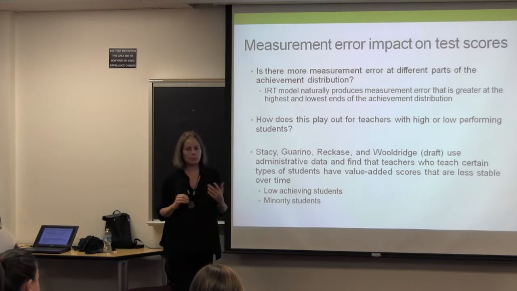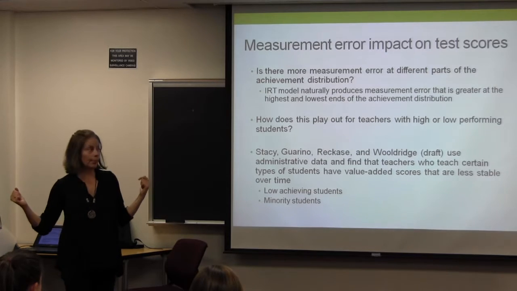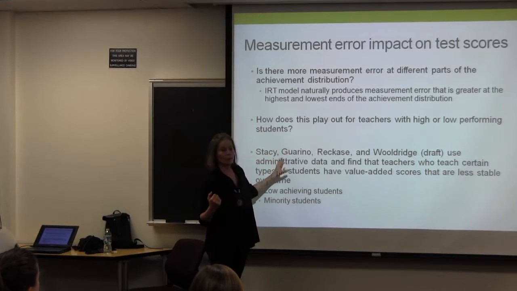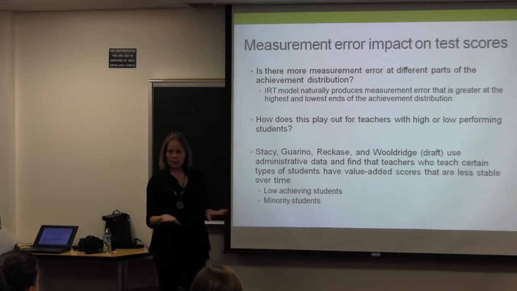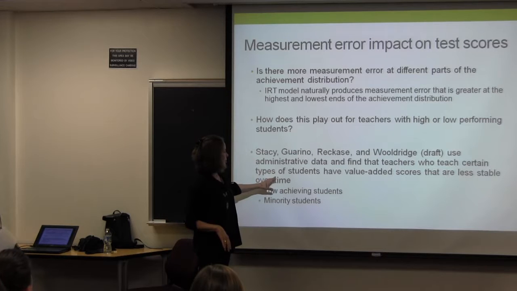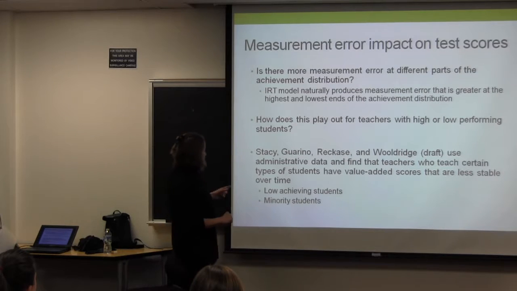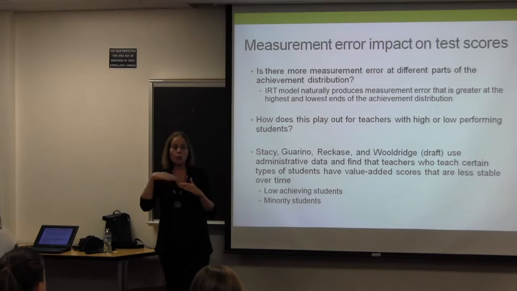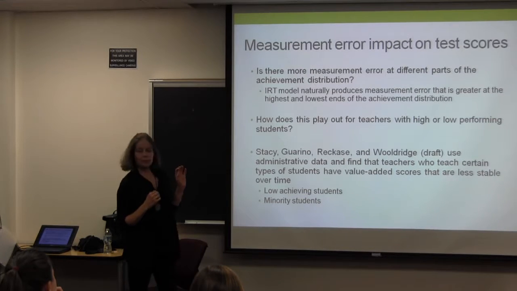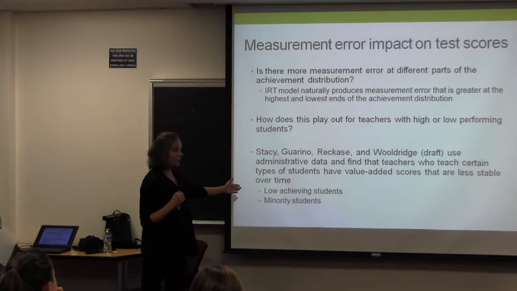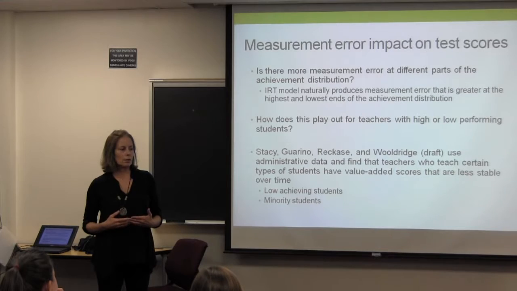So we have this issue where there's measurement error that we would say is heteroscedastic. It is different at different parts of the achievement distribution. Now the question is, how does this play out for teachers with high or low performing students? Well, in this paper that we just completed a draft of, we look at administrative data, so actual data, no simulations here. And we're finding that teachers who teach certain groups of students have value-added scores that are less stable over time. Teachers of low-achieving students, their scores fluctuate a lot from year to year, more so than teachers of average-achieving students. So maybe heteroscedastic measurement error is one of the problems here. There could also be that teachers of low-achieving students just bounce around more, but I have a hard time finding a theoretical reason for that.